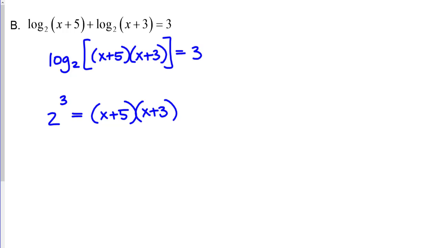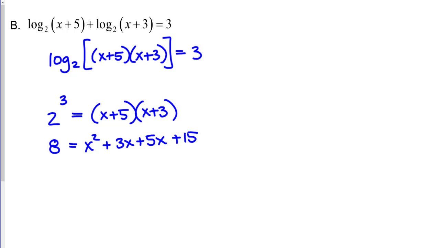Now I no longer have logarithms involved. Once I take 2 to the third power, that's just a constant, which is 8. I no longer have exponential equations anymore. This is really just a quadratic. I need to FOIL the x plus 5 times the x plus 3. So it would be x squared plus 3x plus 5x plus 15.